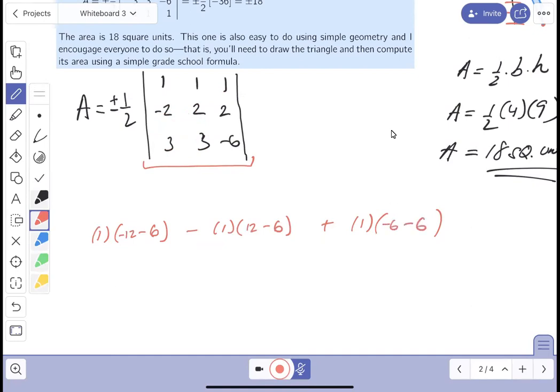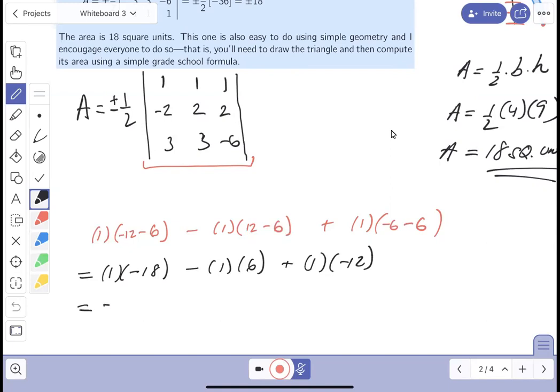Well, what do you get here? And I'll write it down. I'm going to do the arithmetic now. That's going to be 1 times minus 18 minus, I'll put that in parentheses for you, 1 times 6 plus 1 times minus 12. And I make mistakes all the time. And I really want to fess up to it, but I know the answer. All right, minus 18 minus 6 minus 12. That would give you minus 36.